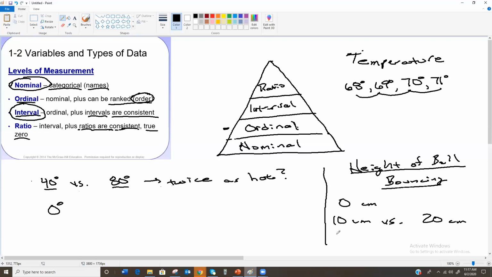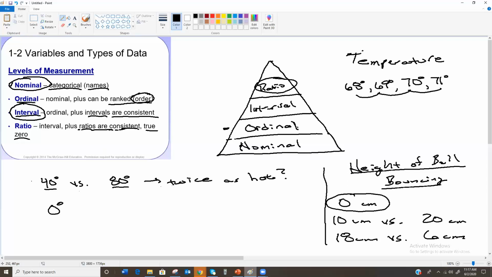If you said one bounced 18 centimeters and another bounced 6 centimeters, then you could legitimately say the one that bounced 6 centimeters was a third as high as the one that bounced 18 centimeters. The ratios are consistent, and there is an actual true zero. You could bounce 0 centimeters. So that's what you have to do to reach the ratio level. When you double or triple or halve or cut in a third, that has to make sense, and there has to be a true zero in order for it to reach the ratio level.